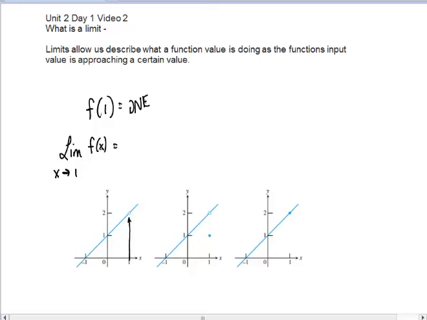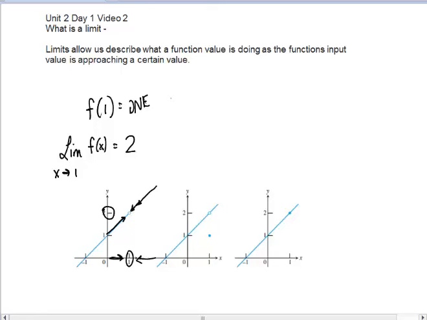Now this is like studying what the sides of the function are doing. As x approaches 1, I'm going to head towards 1 from the left, and from the right, and I'm going to look and see what my function value is heading to. As I ride on the function from the left, heading towards x equals 1, my function value is heading towards 2. And coming in from the right, it's heading to the same value. So the limit gives you a description of where the function value is heading. In this case, it's heading to the value of 2.